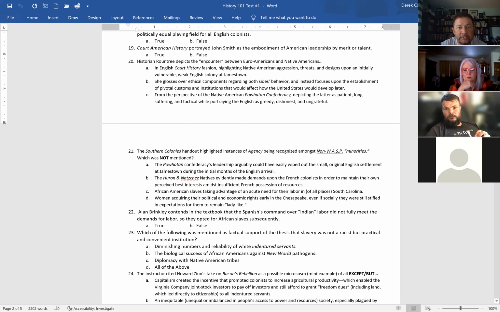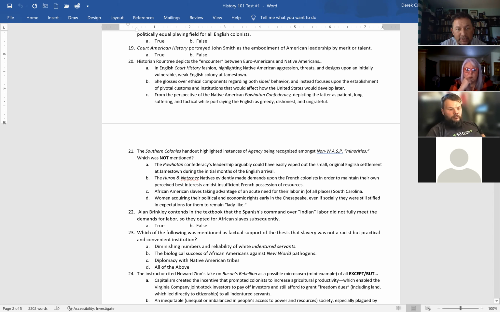Number 21, the Southern colonies handout highlighted instances of agency. Remember, from the civil rights movement, where certain demographics like African Americans, women, Native Americans contend that conflict historians have their heart in a good place, arguably, and that they want to vilify the winners, and they want to demonstrate how certain demographics have been victimized. But they don't want the narrative to stop there, right? And they say, wait a minute, we were moral agents with free will as well. We made decisions also that mattered, that helped determine the direction of events, even when those decisions may not have been considered morally upright or even astute. So that's what we mean by agency.